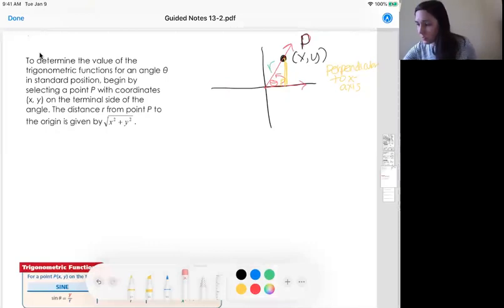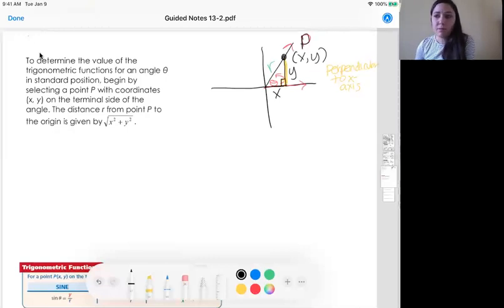So if we know this is a coordinate point with the values of x and y, I know the side length at the bottom of my triangle. I know this length is x. I came x units out from the origin, and then to go up to that coordinate point, I ran up y units in the positive y direction. So I've got x, y, and r on a right triangle.